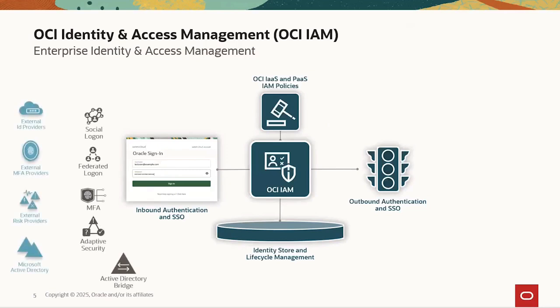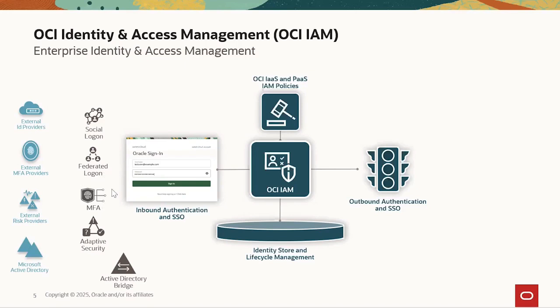When we talk about inbound authentication and SSO, it is nothing but how your users get into the service and access the services from Oracle, right? Here, we have a federated login option, wherein if you have an identity provider that is SAML or OAuth 2.0 compliant, you can use those credentials and get into OCI. We also support social logins, wherein your users can use their Google or LinkedIn credentials to get into OCI and access the services. We also support native authentication and strong MFA.